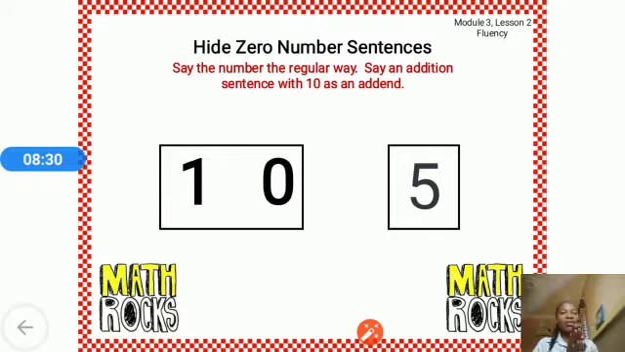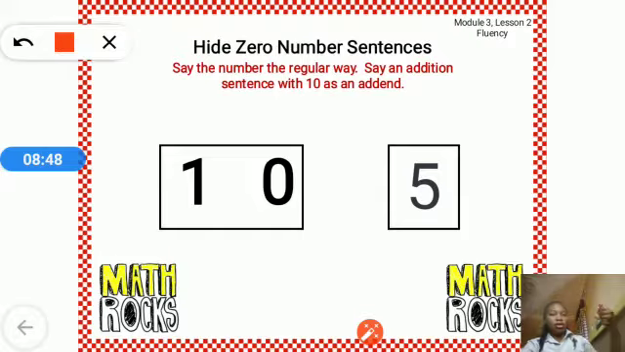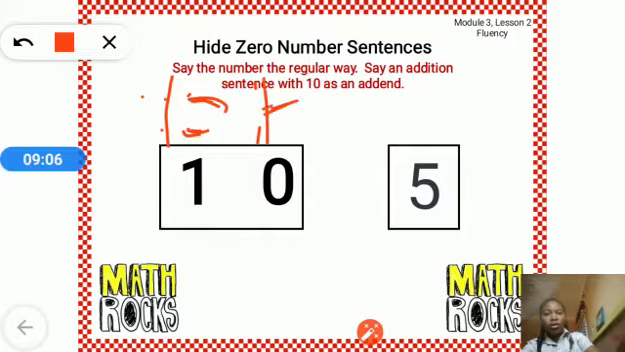Say an addition sentence with 10 as an addend. With 10 as an what? As an addend. Now, with what we have here, the addition sentence will be, ten plus 10.